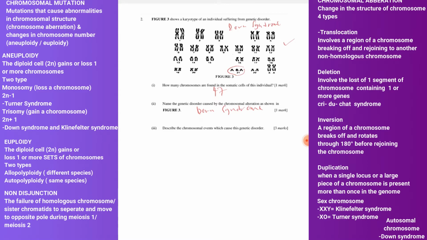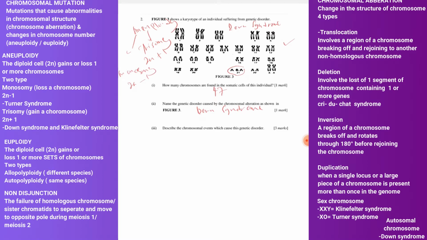Down syndrome belongs to trisomy. What is trisomy? Trisomy is when a set of chromosomes gains one chromosome. Trisomy belongs to aneuploidy. Aneuploidy has two types. The first one is trisomy. The second one is monosomy, when a set of chromosomes loses one chromosome.